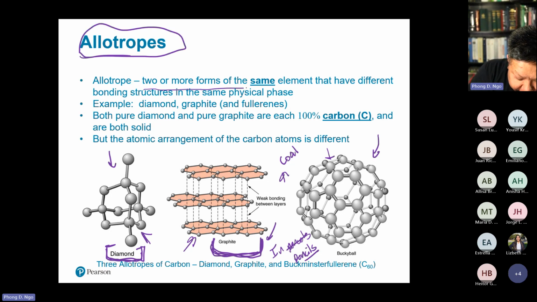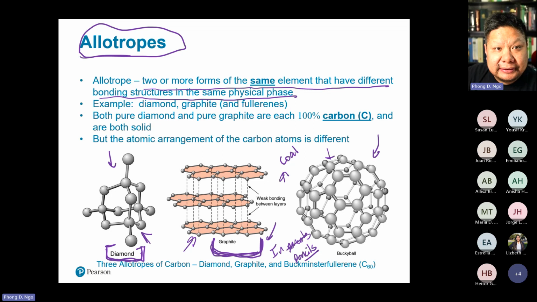Two or more forms of the same element that have different structures, right? In the same physical phase. These are all solid things, by the way. Charcoal is solid, pencil lead is solid, diamonds are solid, buckyballs are also solid, right? But they are very different in physical properties, right? Because of their bonding structure, right? But they're still all carbon, right?